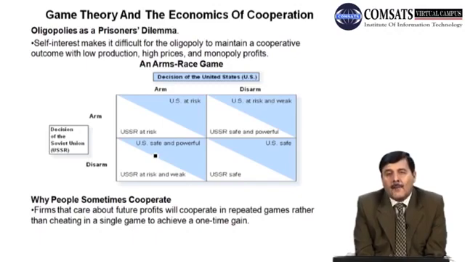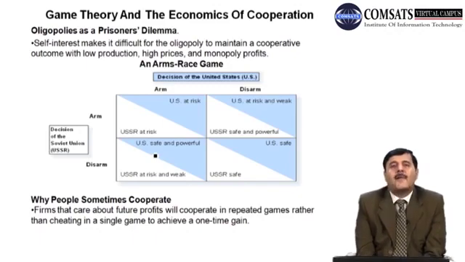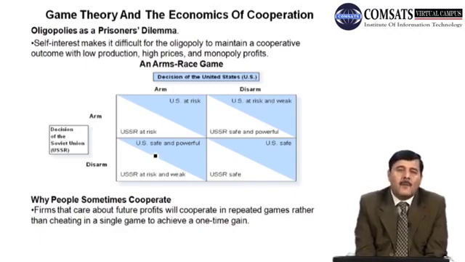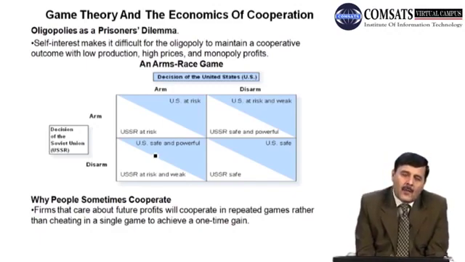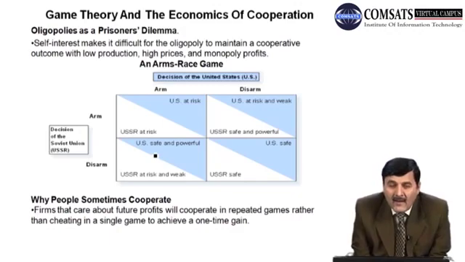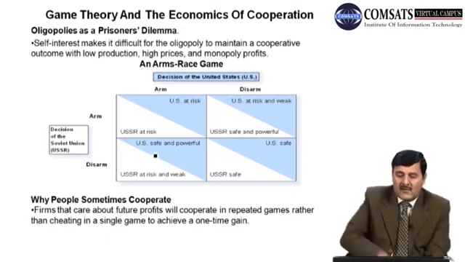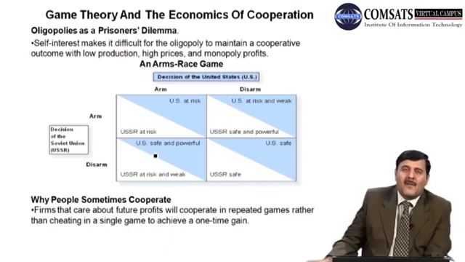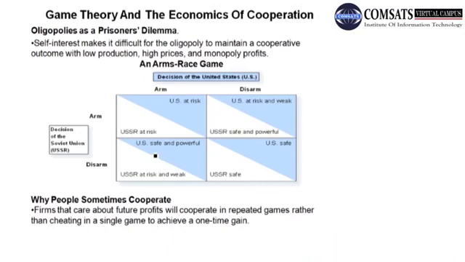Here, repeated games are not included in your course, but most of the time, when a game is repeated once, twice, three times, firms try to cooperate with each other and try to get the maximum benefit. Rather than cheating in a single game, as in the game we just played, to achieve a one-time gain, instead of cheating each other it is better that they repeat games and try to cooperate with each other to get maximum benefit for both players, both firms, both countries.